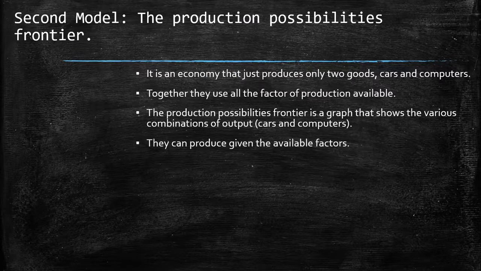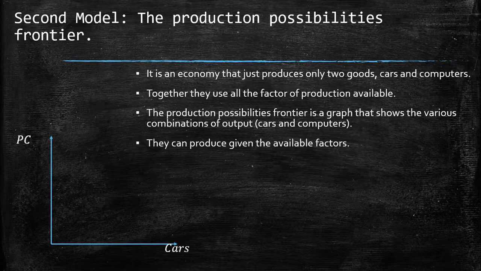They cannot go beyond that. You can just produce what you have. You cannot produce more. So we have the two axes. We are going to put the cars on the x-axis, and on the other axis we are going to put the personal computers. Let's say that this line is going to be the frontier, the production possibilities frontier. So the economy cannot pass over there.